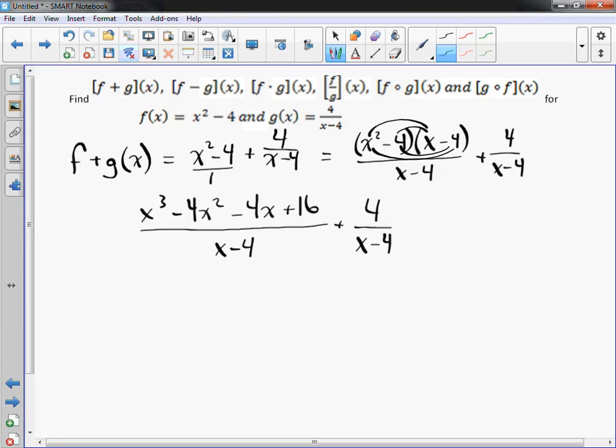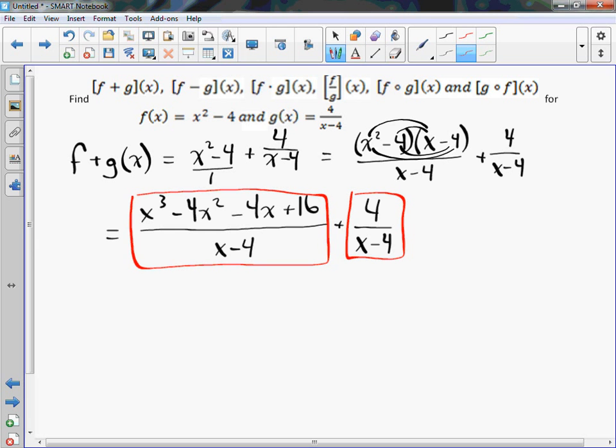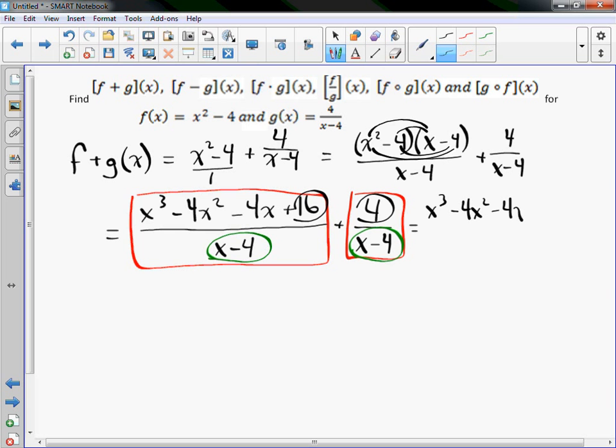Okay, since now I have two fractions, this big one and this other one that have the same denominator, I can add them. So I'm just going to combine them, add them together. So numerator plus other numerator. The only thing that's the same, like terms in the two numerators, are 16 and 4. So I have x cubed minus 4x squared minus 4x plus 20 all over x minus 4. That's adding.